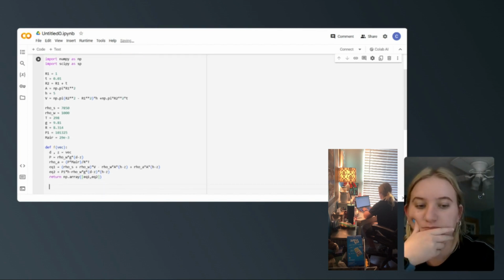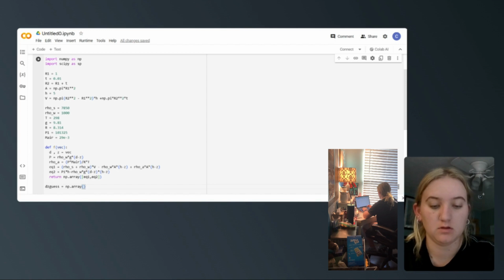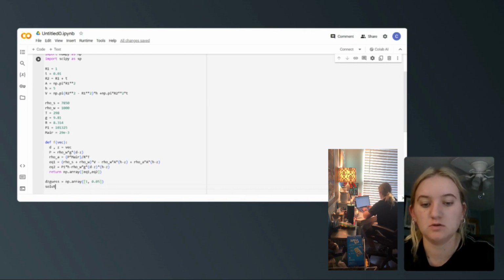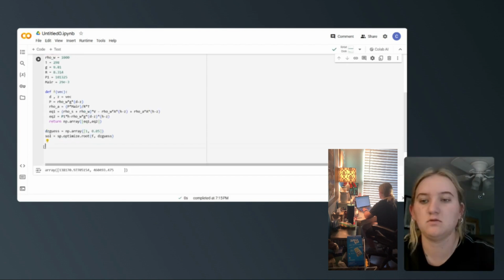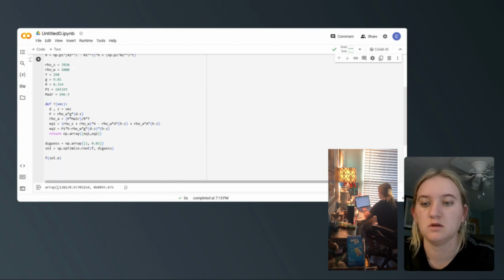And we're going to have a guess in here, just something for the array. np.array of, we're just going to say 1, 0.05, like that. And then we're going to say our solution is equal to sp.optimize.root of f comma dz guess. So to get our answer, just type in f sol.x and run it, and those are the values we get.